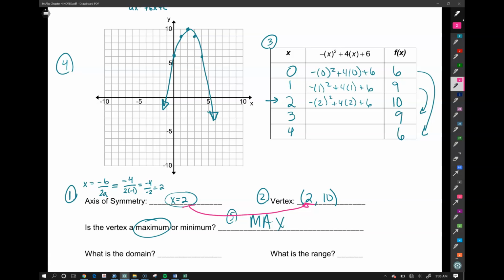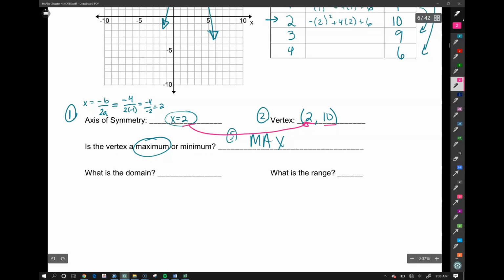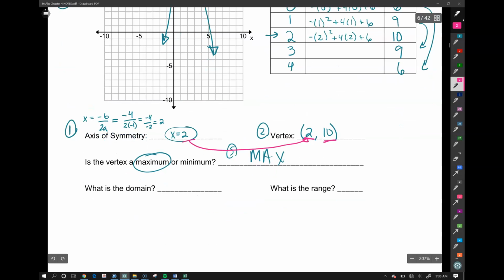Now that we know the vertex, this 10 is the maximum amount, right? So the range is going to be y is less than or equal to 10. It's literally the value of our vertex. And the domain is still all real numbers. It doesn't matter what you plug into a parabola, the domain will always be all real numbers.